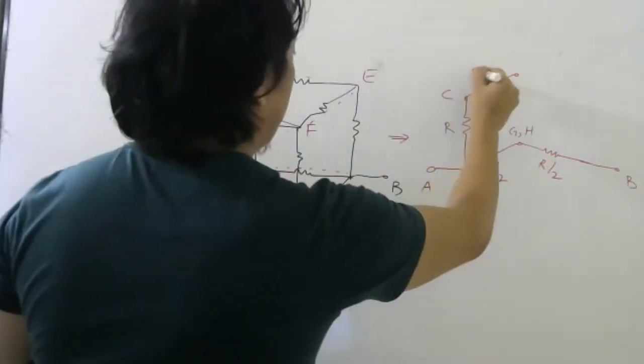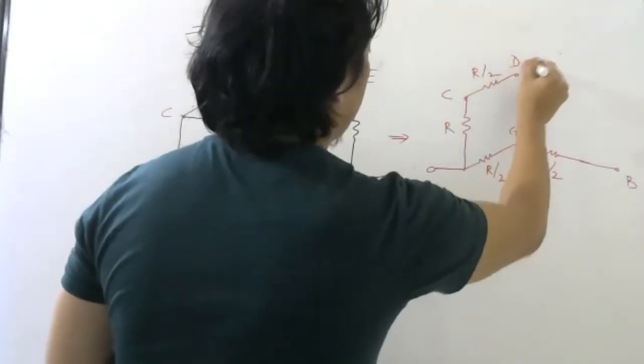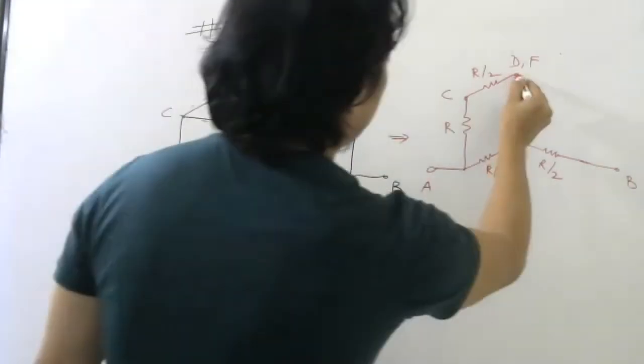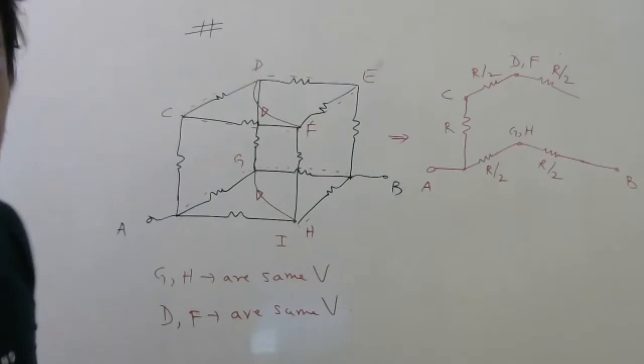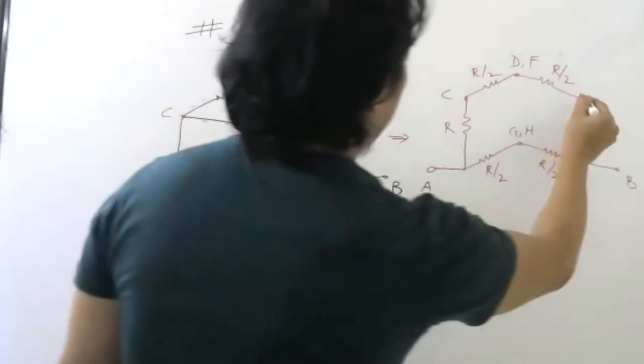That will be R by 2. These two are which points now? D comma F. These two will come in parallel. So R by 2. Please remember, R and R in parallel will be R by 2. So these two will come in parallel. That will be your E point.